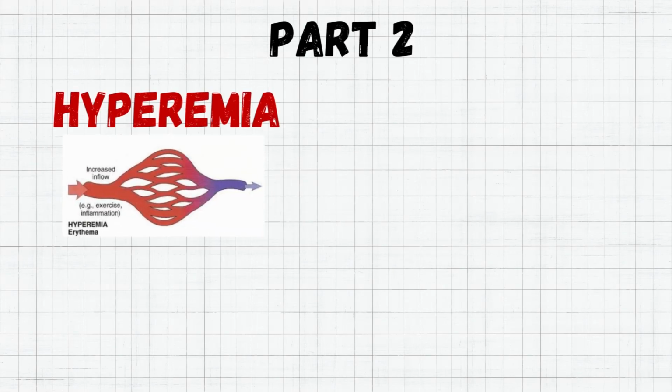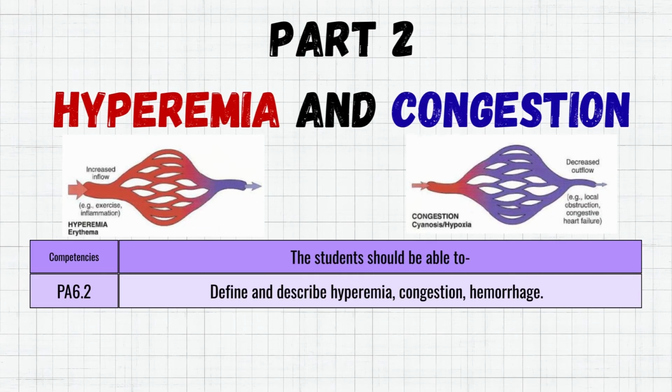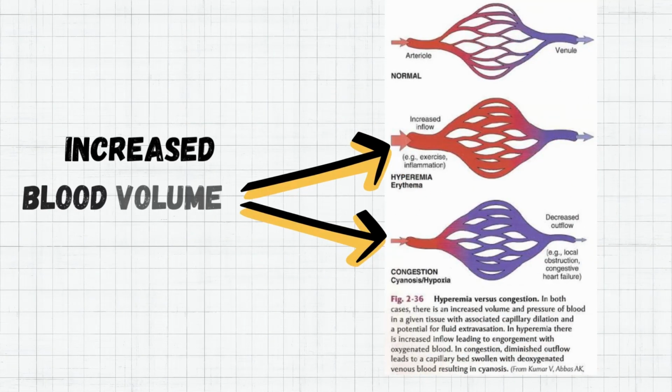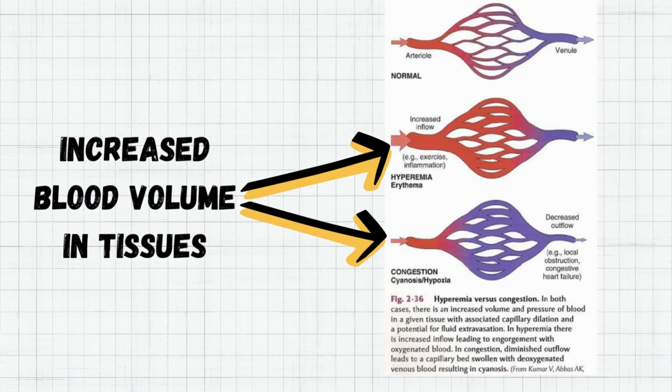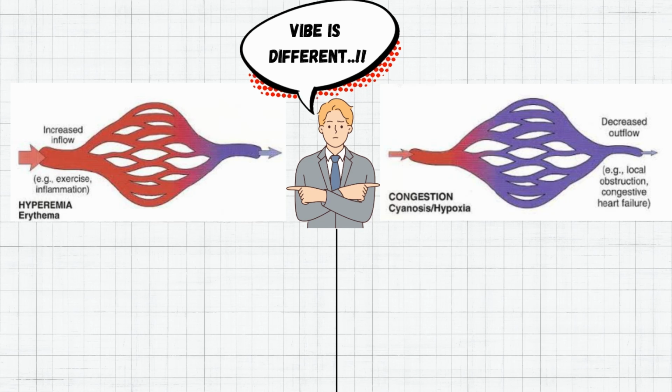Part 2, Hyperemia and Congestion. This covers our NMC Competency PA 6.2. Both mean increased blood volume in tissue, but the vibe is different.